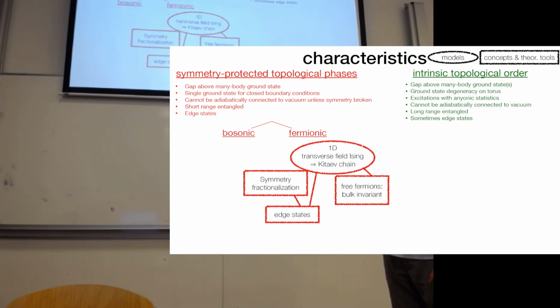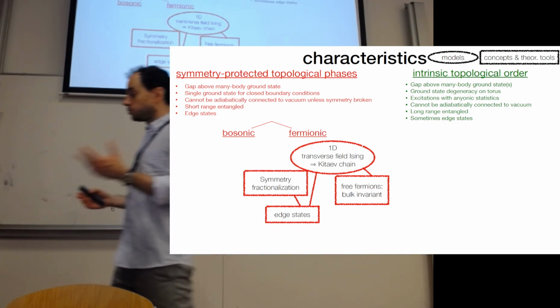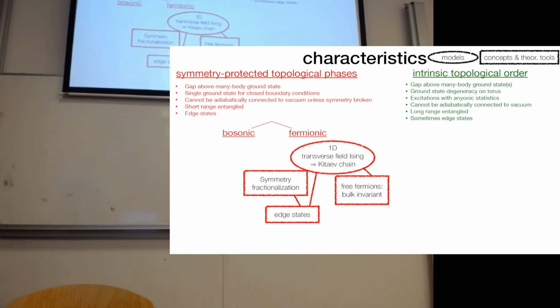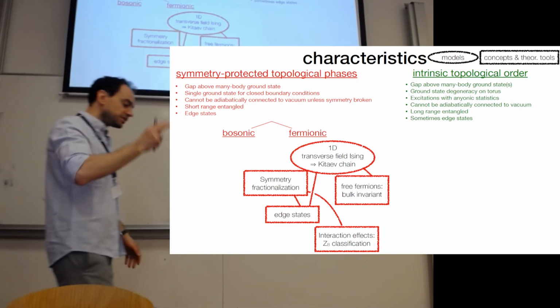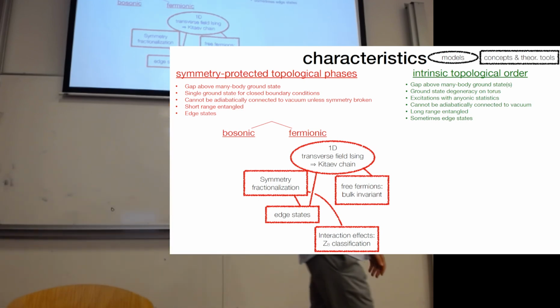But then we studied, from the perspective of symmetry fractionalization, how these two symmetries that I just mentioned can be projectively represented at the edge. And we found that there are only 8 phases, which is indeed known: interaction effects reduce this Z classification down to Z8.